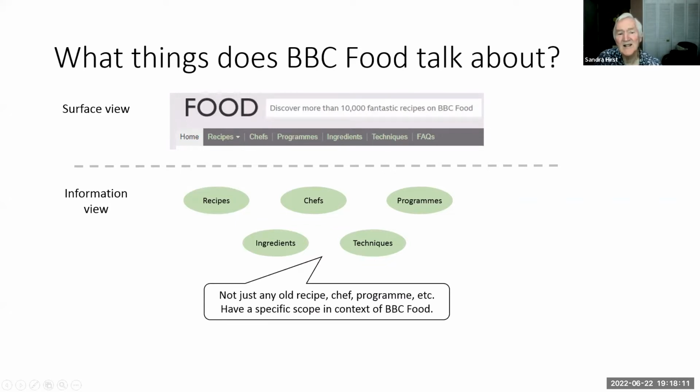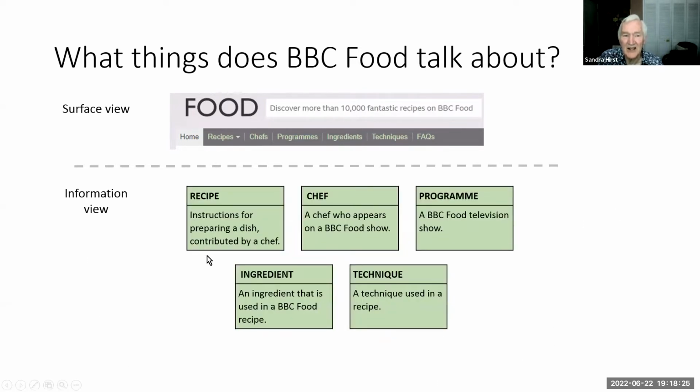Now, you have to realize that these are not just any old recipes from the whole world or any chefs from the whole world. They all exist and have a specific scope in the context of BBC Food. And we can maybe write it a little bit differently by saying a recipe is instructions for preparing a dish contributed by a chef. And a chef is a person who appears on a BBC Food show. So these concepts are related together in some way. And you'll notice we've gone from a blob to a box because there's a lot more that we want to say, which we'll do just now, about each of these things.